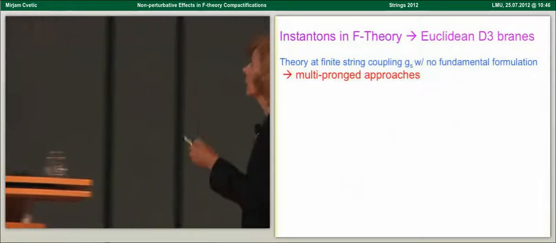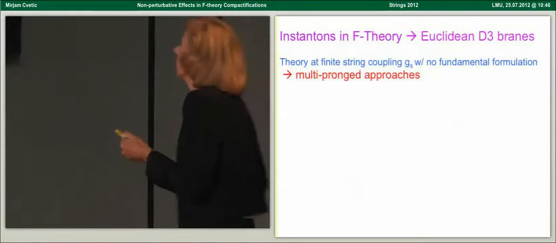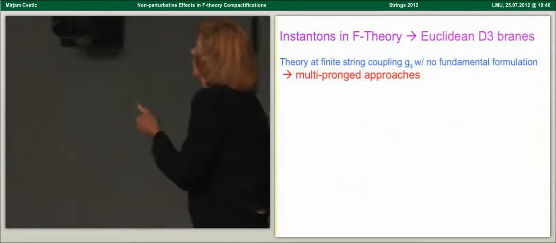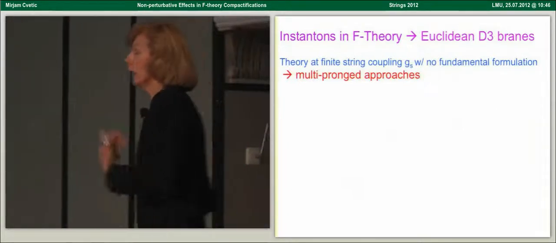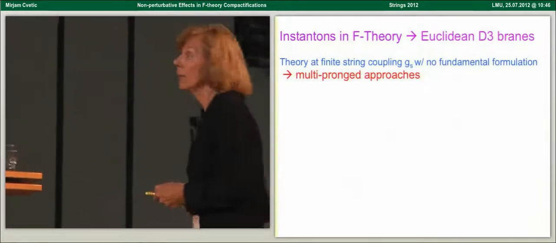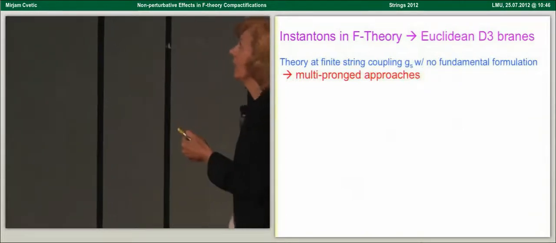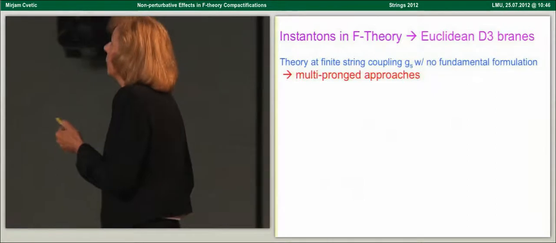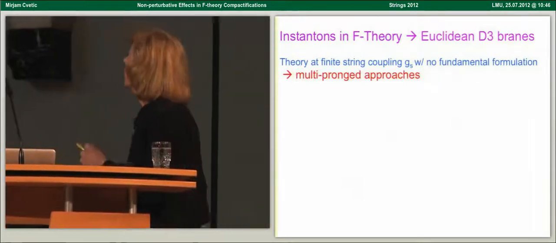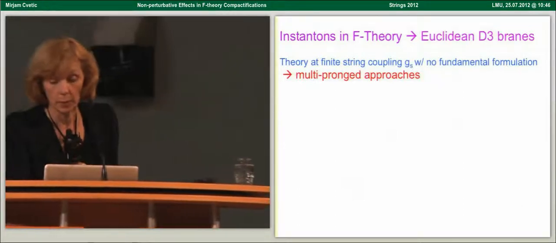So, if we are talking about instantons in F-theory, we basically think about Euclidean D3 branes that make some effect on the effective theory of such F-theory compactification. Well, F-theory as such is a theory defined at finite string coupling, but without any detailed fundamental formulation. So one tries to approach this difficult problem in different ways, so the multi-prong approach.